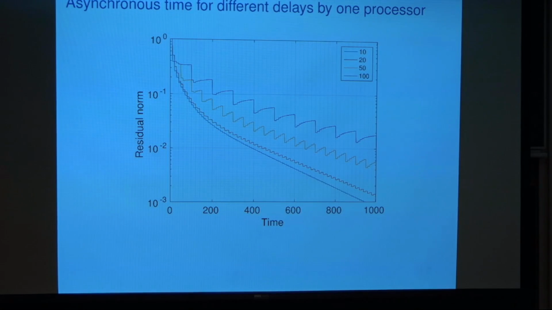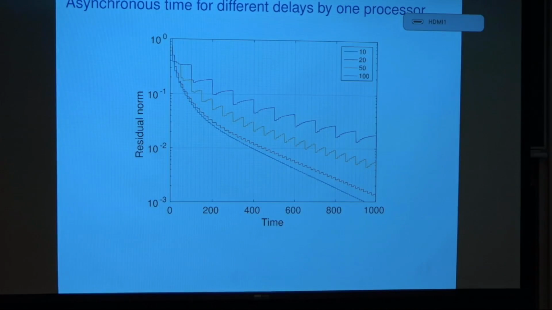All right, so here's a plot in which I'm looking at different delays by one processor. I don't know why it's doing that. Some kind of electrical issue going on.